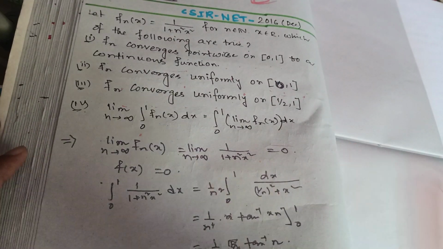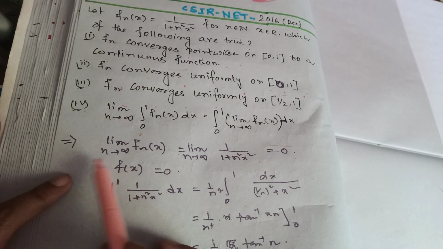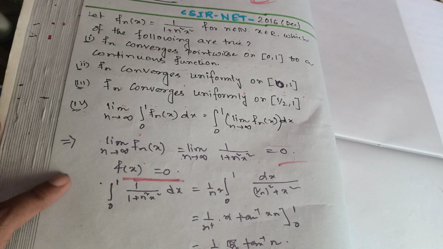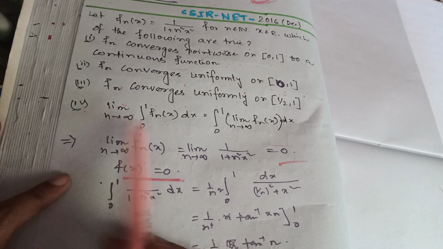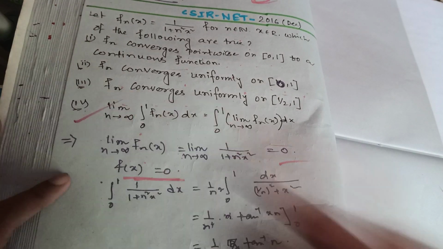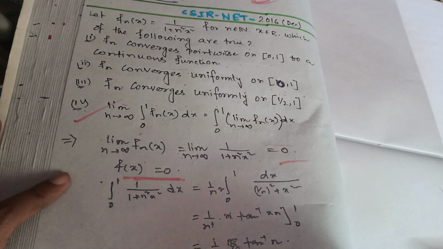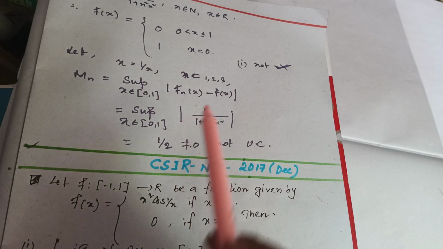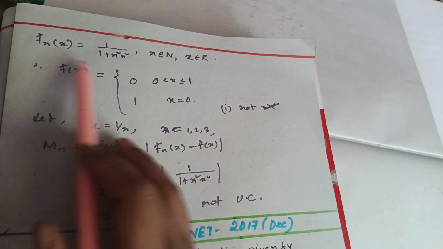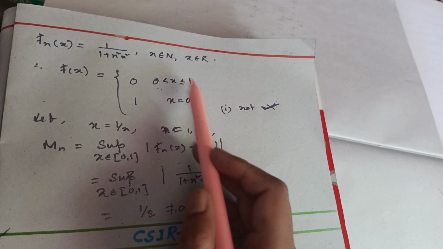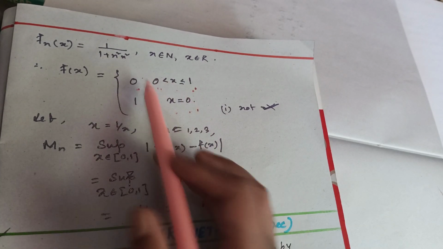So first we find the limit of the function. Limit n tends to infinity fn x is equal to 0 for x not equal to 0. So that is our limit function. So first we find the left hand limit and right hand limit, we get the same value. Okay. Now we find the limit of fn x. Limit n tends to infinity fn x on the interval open 0 to closed 1 is 0, and at x equals 0, we get 1.